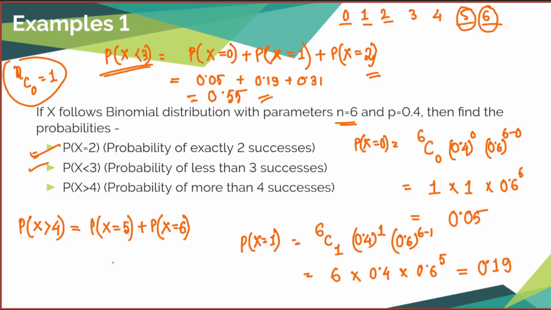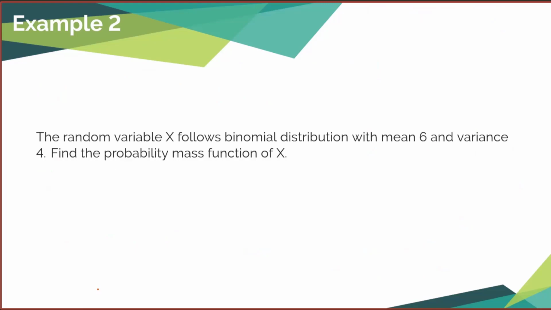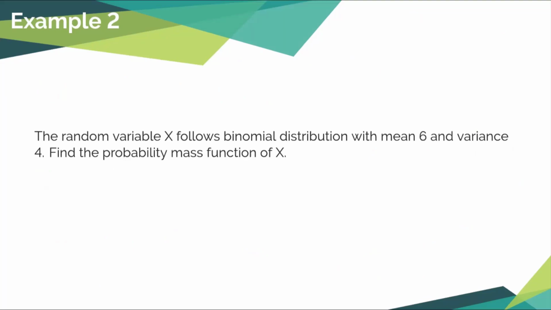So in the same way, if you calculate the value of probability of x equal to 5, that means replacing here 1 by 5 and replacing here 1 by 5, you will get the probability of x equal to 5. And similarly for probability of x equal to 6, you will get a value, and adding them, you will get the value of probability of getting more than 4 successes, right? So this is how we calculate probabilities in terms of binomial distribution. So the next example here is that the random variable x follows binomial distribution with mean 6 and variance 4.